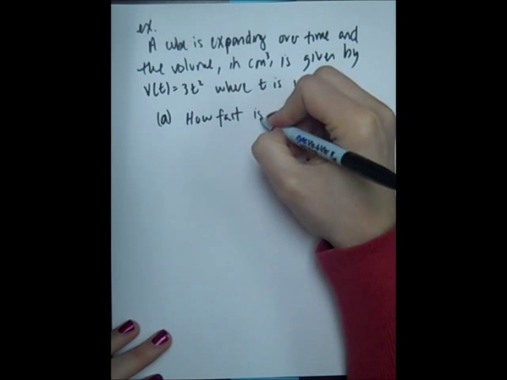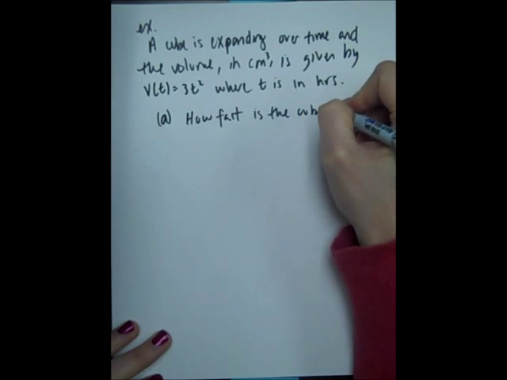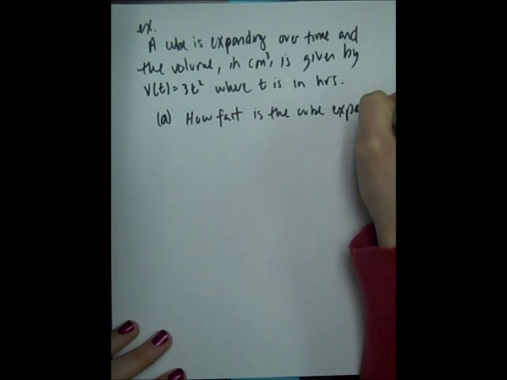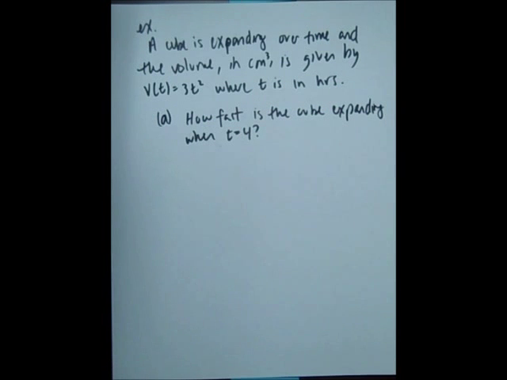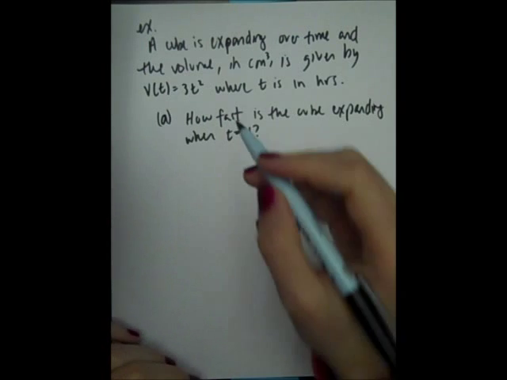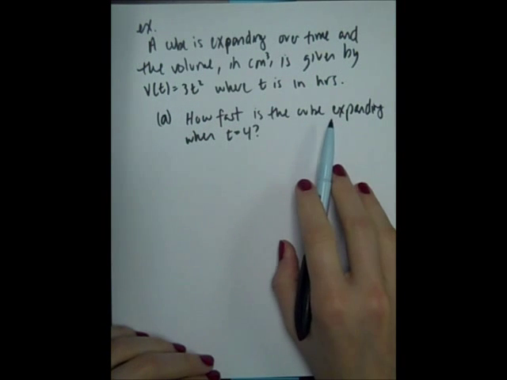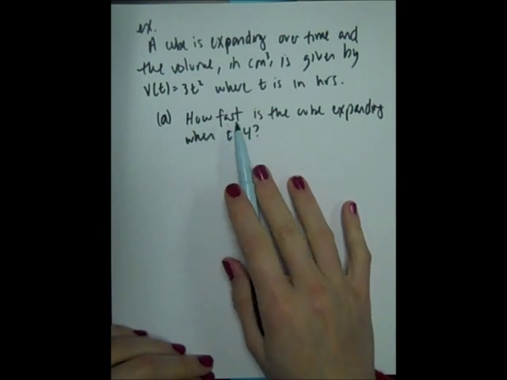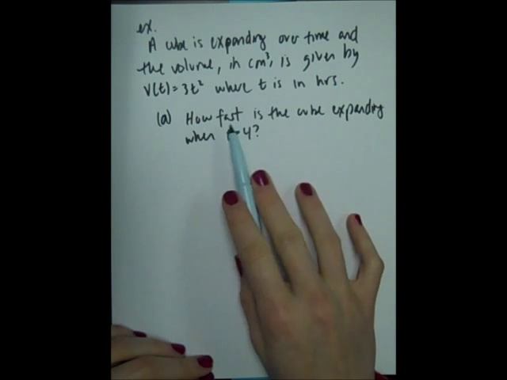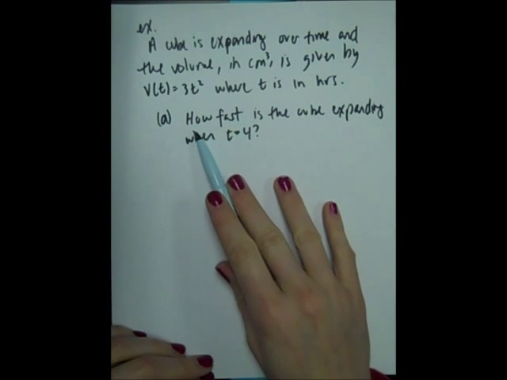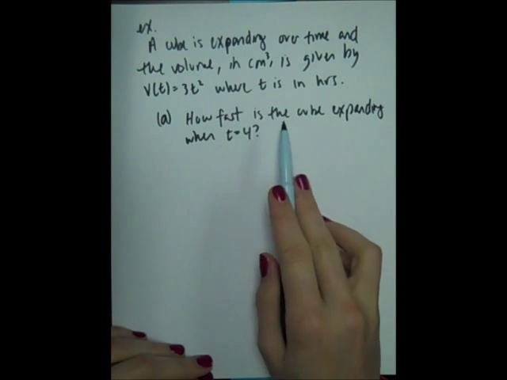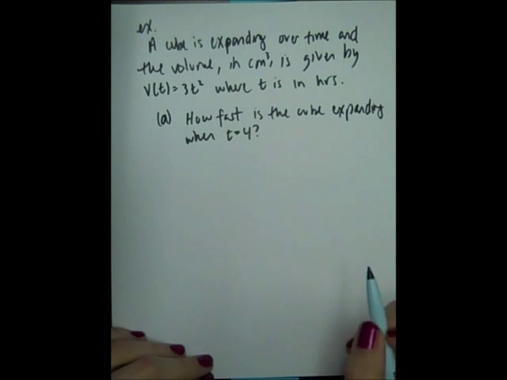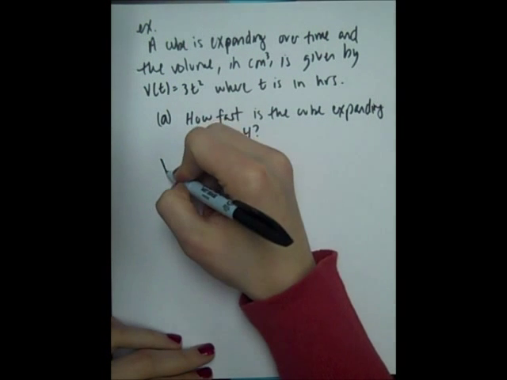when t equals 4? So after 4 hours, how fast is the cube expanding? Let's think about what we are actually asking for here. How fast is the cube expanding? That's saying what's the rate of change of the cube? How fast, how slow, what's the rate of change? Those are all the same question. So we're saying what's the rate of change of the cube whenever t equals 4?